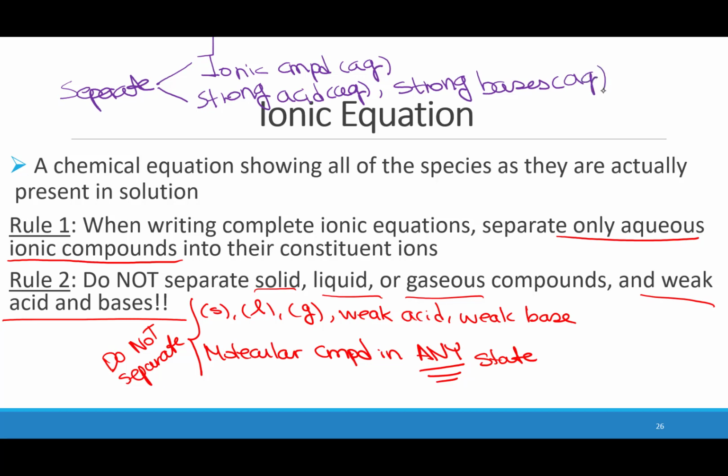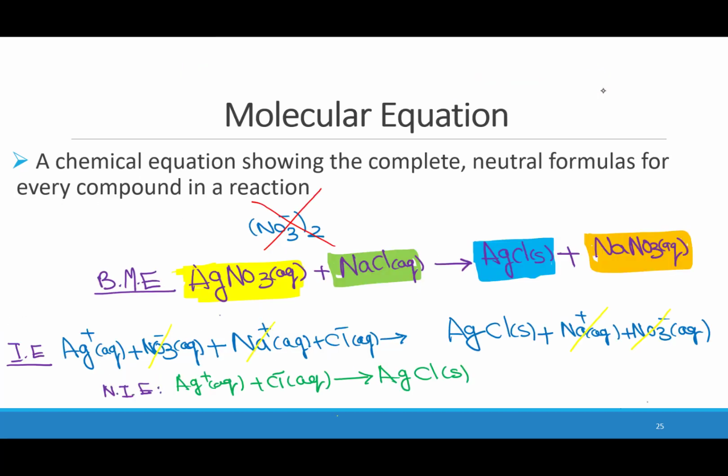Then if I go back to my previous example, when we are writing an ionic equation from a balanced molecular equation, you're going to treat each species as if nothing else exists. Look at silver nitrate. Ask yourself what kind of compound it is. You know it's ionic because it's made of a cation and a polyatomic anion. Once you know it's an ionic compound, look at the state of it. It's aqueous, so it will separate and produce silver ion and nitrate ion.